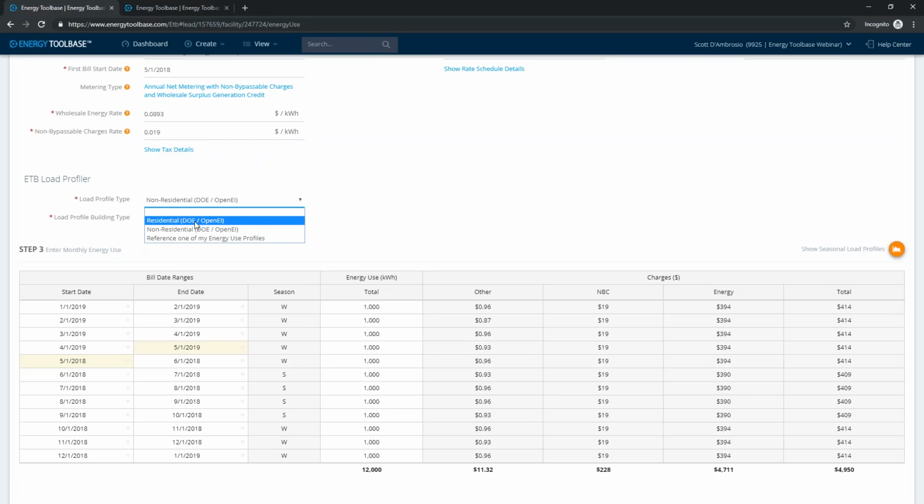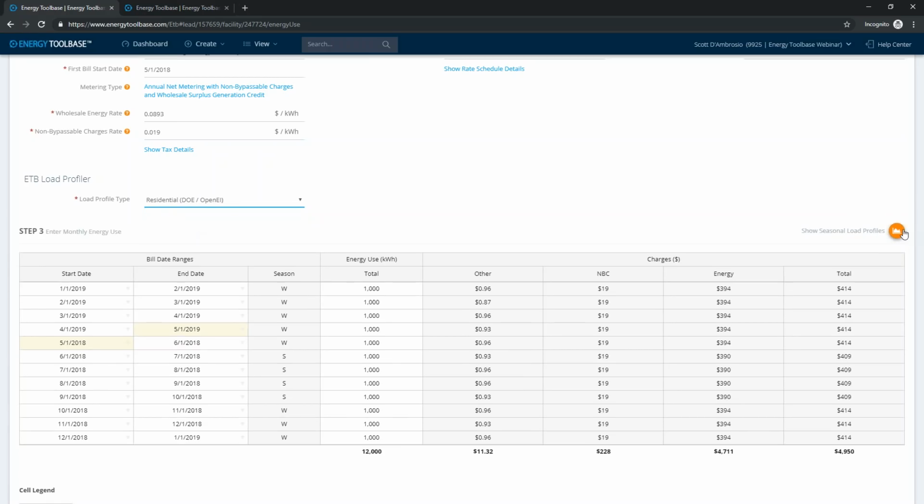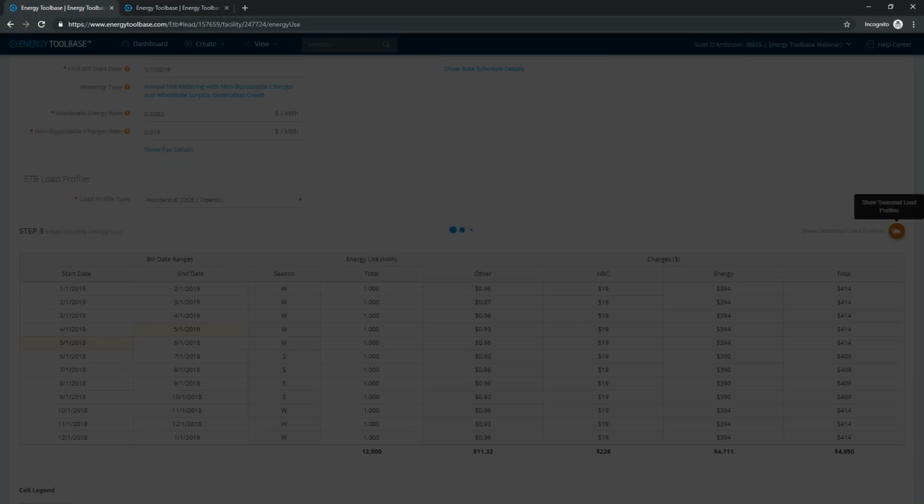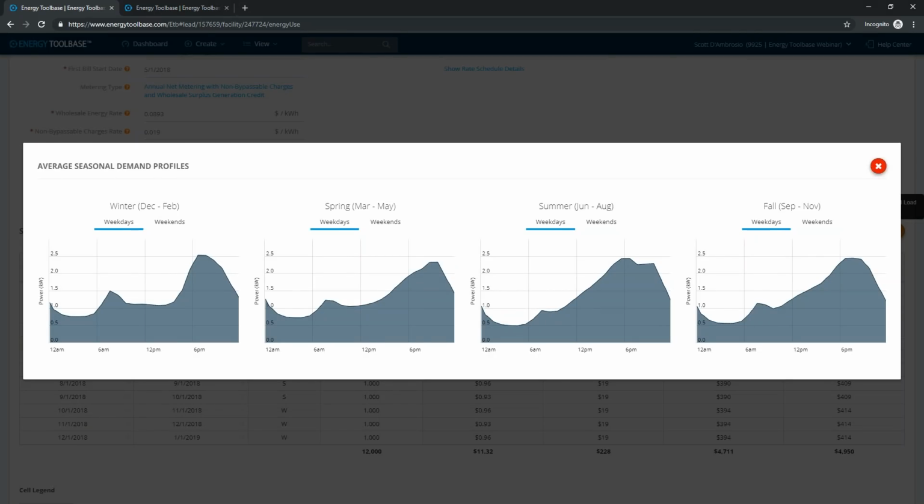They collect interval data sets based on geographic locations. So when I choose residential here, this is based on the geographic location of this address. This is how a typical residential client uses energy. I'm showing you seasonal load profiles. We do this for all 365 days, but this is just a high-level overview of how this client uses energy.